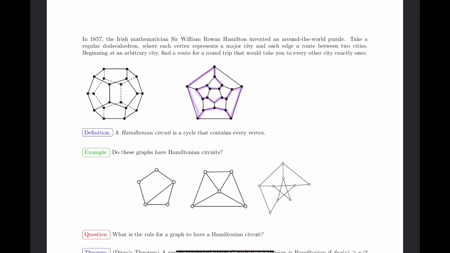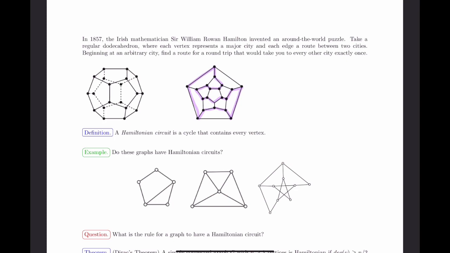Now, the next question is, if you have other graphs. So the original puzzle has a solution, as opposed to Euler's original puzzle that did not. What about these graphs? Do they have Hamiltonian circuits? Take a minute, it's a fun puzzle. Go through and see if you can find some. This one I think is particularly fun.